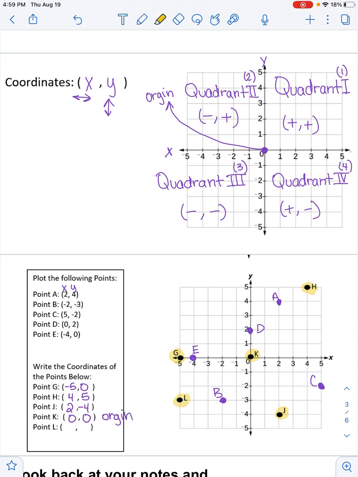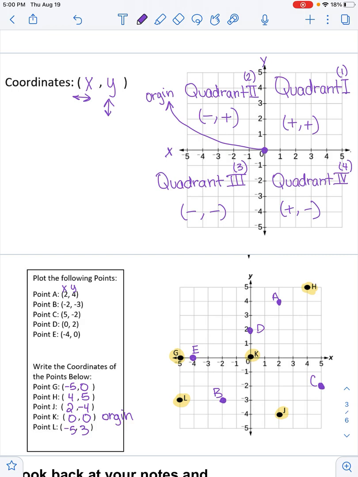Now looking at point L, it's our last point to label. It is in quadrant 3, so both signs should be negative. So I'm going to go to the left 5 and down 3, which gives me a -5, +3.